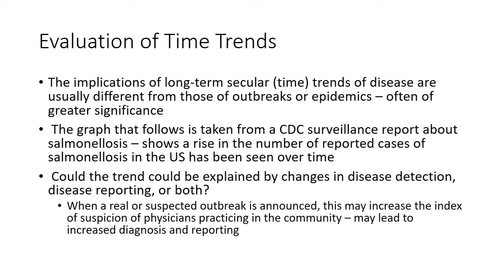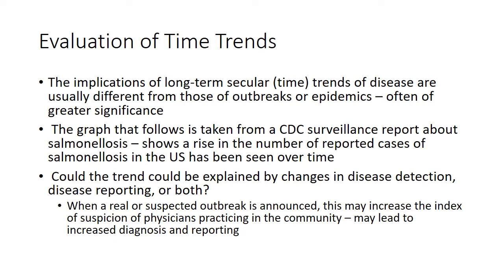So when looking at long stretches of data, it's important to consider that long-term changes or trends of disease typically are going to be of greater significance in the long run than short-term outbreaks or epidemics. For an example, we're going to be looking at a graph here from the CDC. It's looking at cases of salmonella, and they show a pretty significant rise in the number of reported cases over time. And so you have to start to question, is it an issue of changes in disease detection? Are we picking up cases that we were previously not picking up? Has the reporting changed for some reason, or could it be both? Or is the actual disease itself changing?